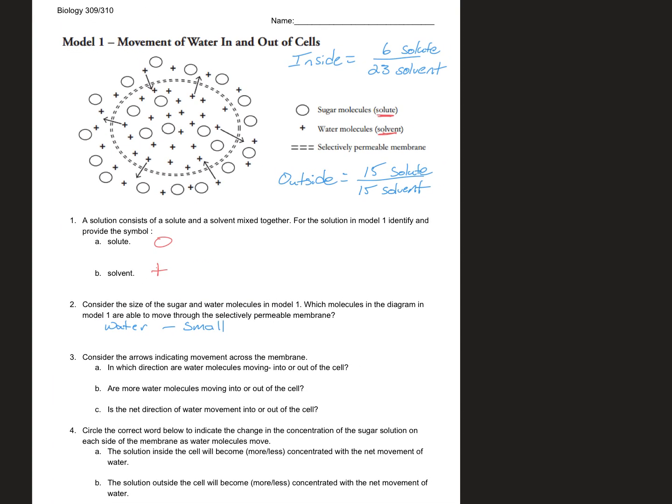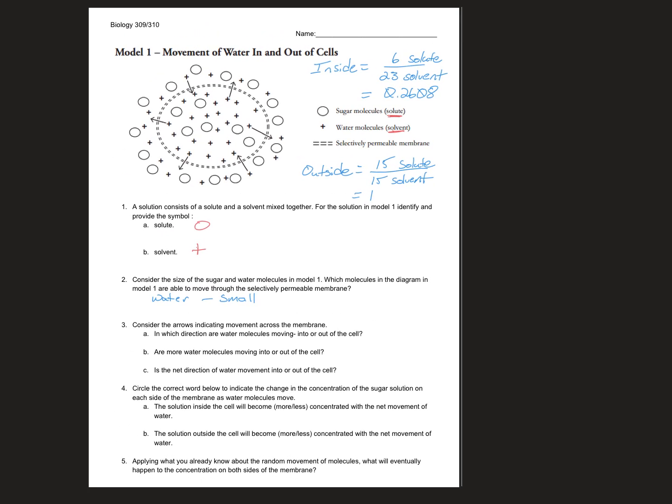So outside the concentration is 1, and inside the concentration is 0.2608. Outside it's 1, right? Solute and solvent are equal. Okay. So obviously outside the solute concentration is higher than inside. I think that's fair to say.